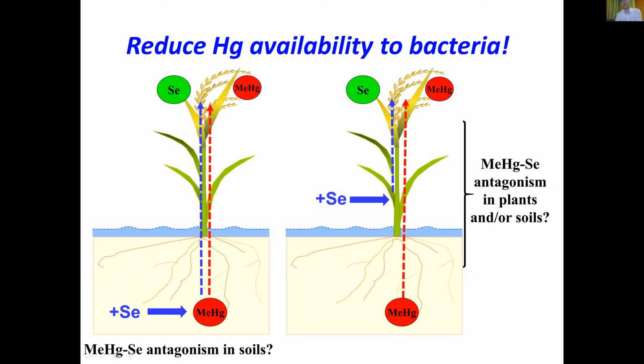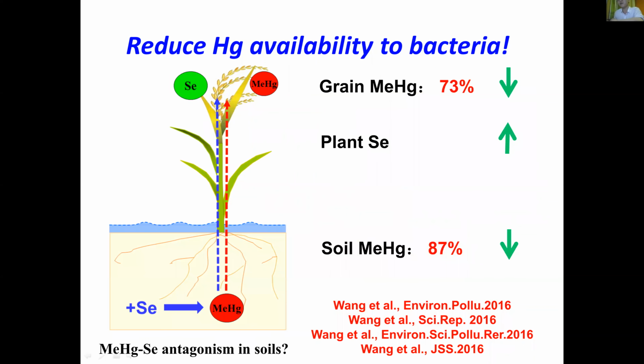Interestingly, our results show that after we add the selenium into the soils, we see a sharp decrease of methylmercury concentrations in both rice grains and also in soils. And we also see an increase of selenium concentration in the plants after we add the selenium into the soils. So that gives us very clear evidence that selenium could inhibit the methylmercury accumulation in rice, and especially in rice grains.